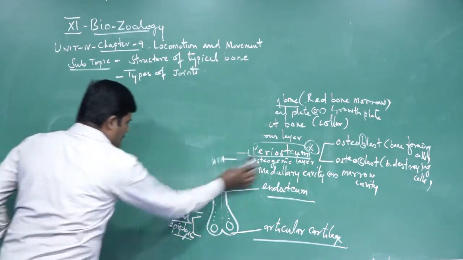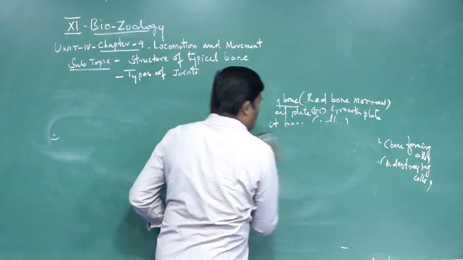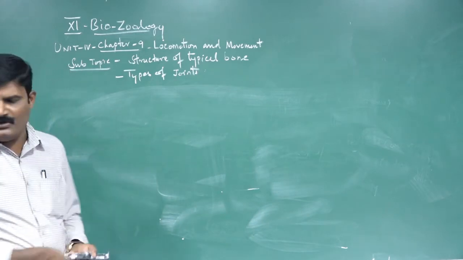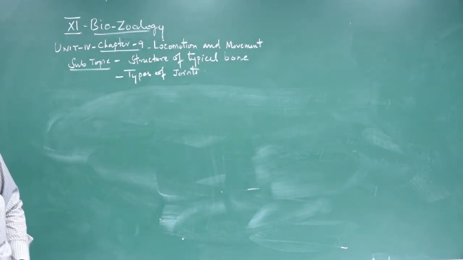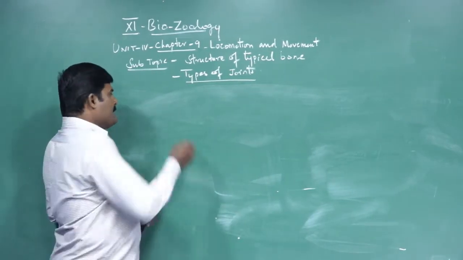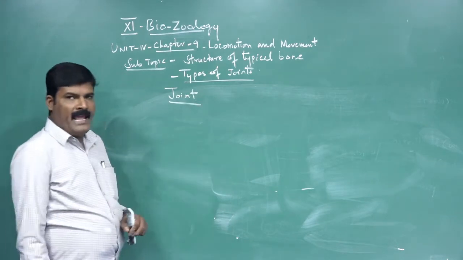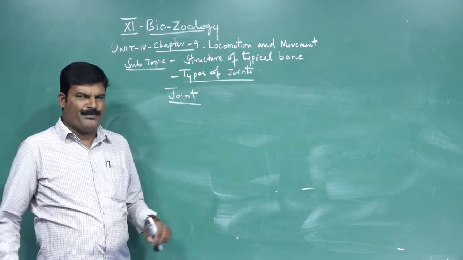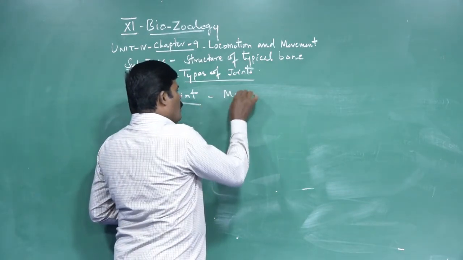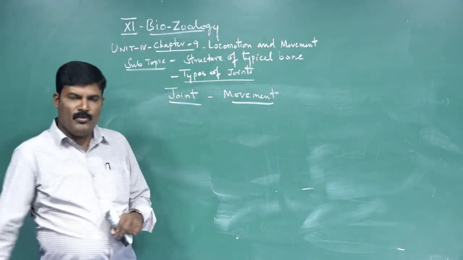Next part is types of joints. What are the major types of joints? Joints are an important part of our body. A place where two bones are connected or meet is called a joint. What is the role of the joint? Mainly to allow all types of movements.